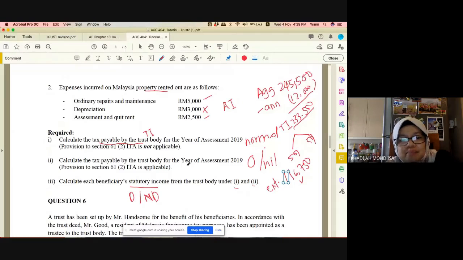Of course you have to explain lah, because you apply section 61.2, then tax will not be charged on the trust, but will be charged on the beneficiary. Therefore, your trust total income is 0 or nil. And the beneficiary statutory income, you show your working here, and then because it's a non-discretionary trust, then the statutory income will be 116,750.